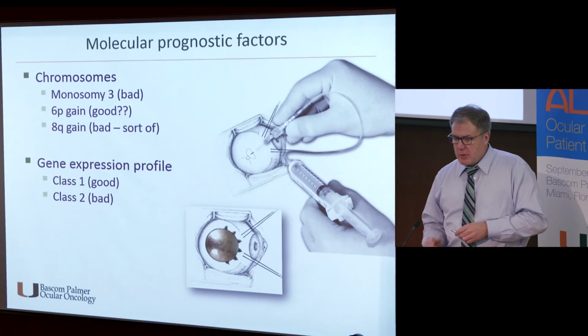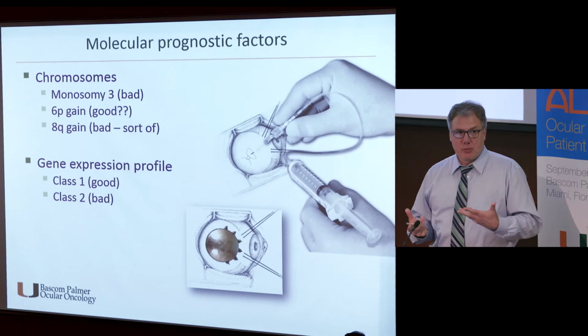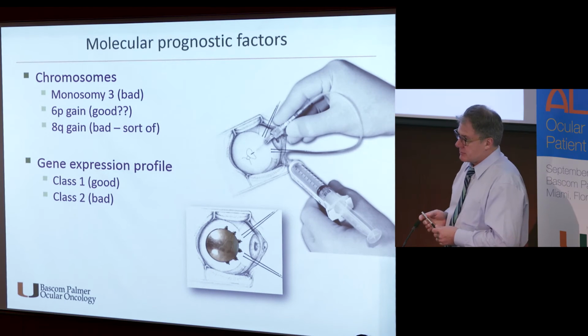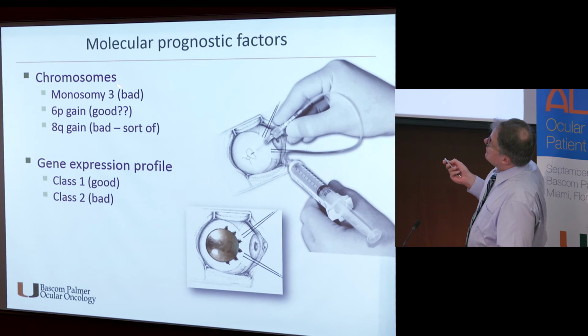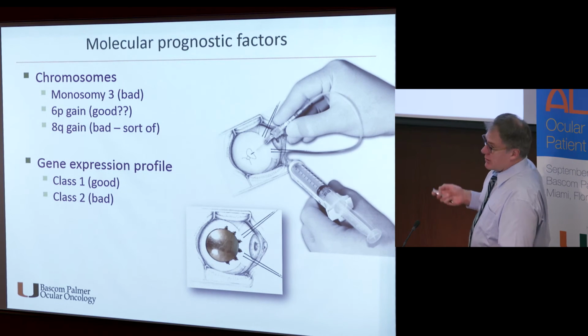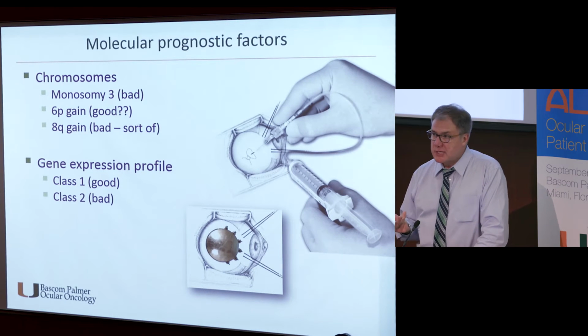So, it's really molecular information that really drives individual precision medicine, okay? And in uveal melanoma, the first molecular markers were chromosomal markers, and I'm sure that some of you have had chromosomal testing.